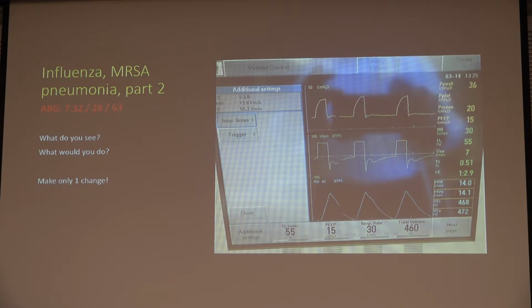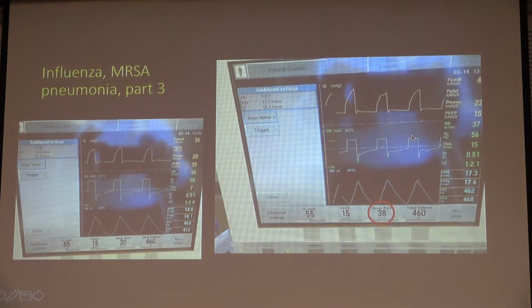We'll talk later. Actually, probably the thing that I would do for this patient is to increase their respiratory rate. We said respiratory rate average 29 for patients with ARDS. So this person's average, but has a lot of asynchrony. Let's increase their respiratory rate up to 38.